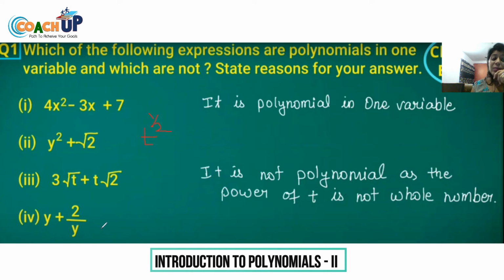Now in the fourth one, y plus 2 by y. So 2 by y becomes 2 into y raised to power minus 1, because if you remember the law of exponents, if any variable is in the denominator, then when it goes into the numerator, the degree of that variable becomes negative. So again it's not a whole number, it's a negative degree, so it is not a polynomial. The reason is the same.